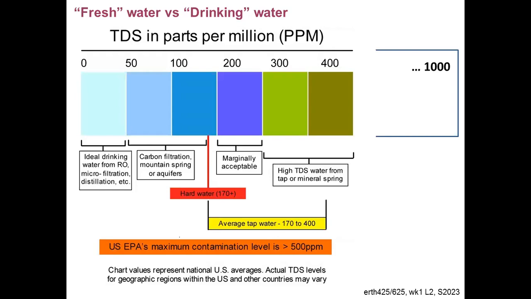So drinking water is basically 0 to 50. So even lower than the 0 to 200 I mentioned on the last slide, and way below the 0 to 1,000 for the definition of fresh water. Now, if you get mountain spring water, mineral water, something like that, it can get up to about 100, okay? And this would be considered hard water.